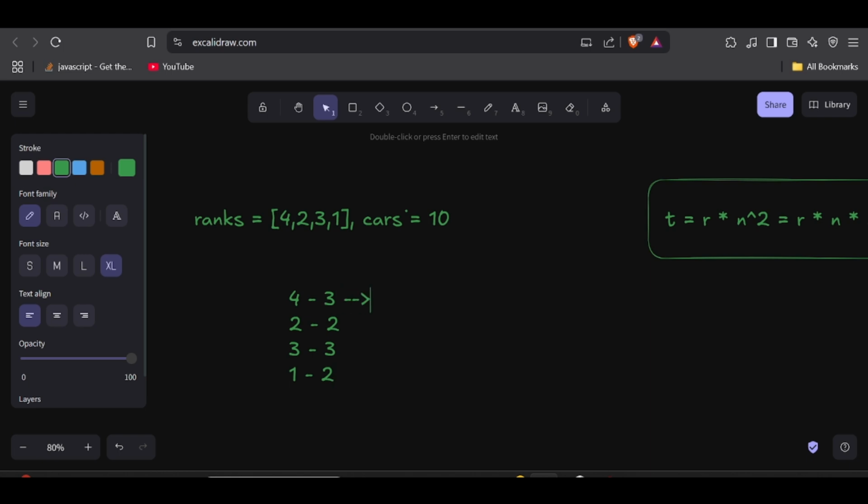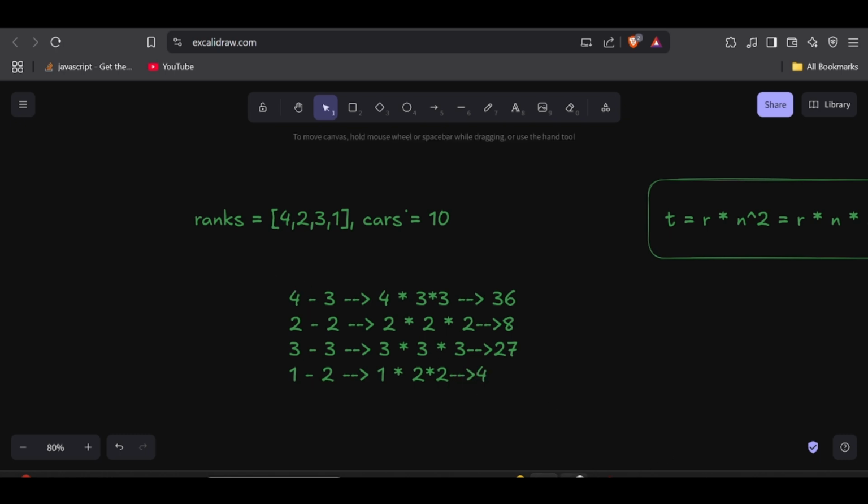So how much time will 4 take? It will take 4 into 3 into 3. That is 3 into 3 is 9, 9 into 4 is 36 minutes. Now, how much time will 2 take? 2 into 2 into 2. So it is 8 minutes. Next, 3 into 3 into 3. How much time is it? 3 into 3 is 9, 9 into 3 is 27. Next, 1 into 2 into 2. So it is 4.